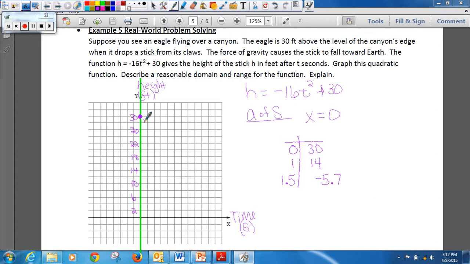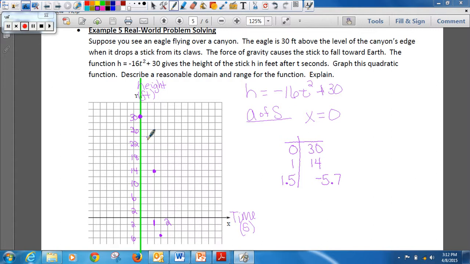It's a negative a, so I know this one's going to be opening down. My next one was at (1, 14). Across the bottom, I'm going to go by half, so that's 0.5, 1, 1.5, 2. And that's just to spread it out a little bit, so maybe it's easier to see. (1, 14). And then I have (1.5, negative 5.7). Well, if I go down, there's 2, 4, 6, negative 5.7. I'm going to go somewhere in there.